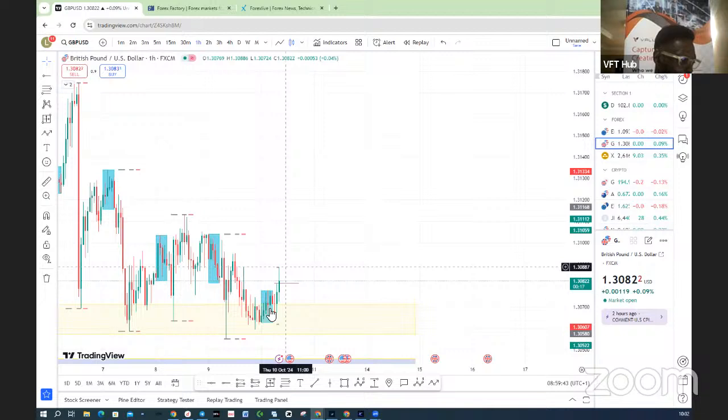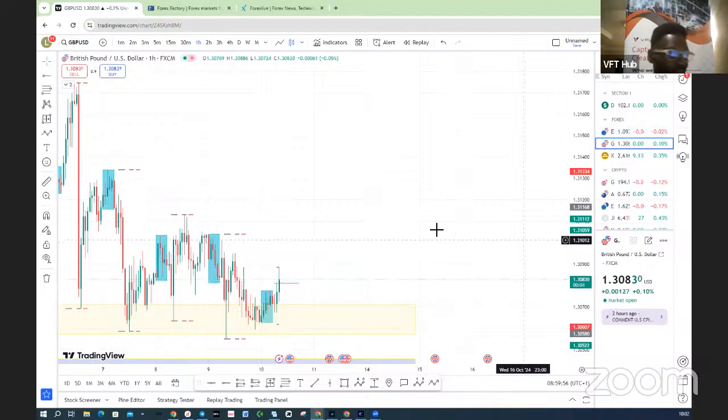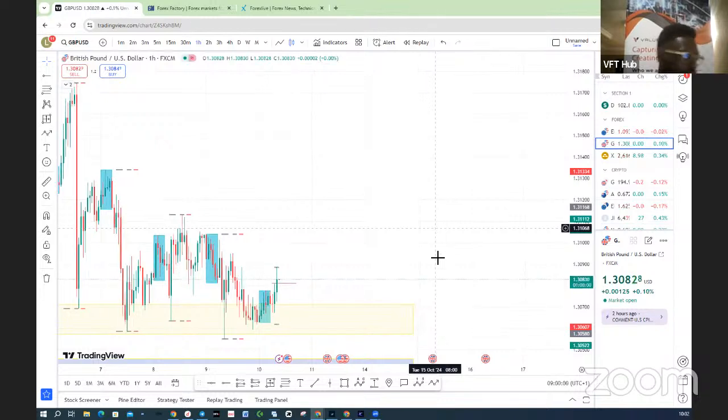We've seen what price action did right now on the GBP, which is also giving us pre-information of what we should look out for on the Euro USD. By the way, if you have the value flow model, that's going to give you more clarity of what to do on that pair.